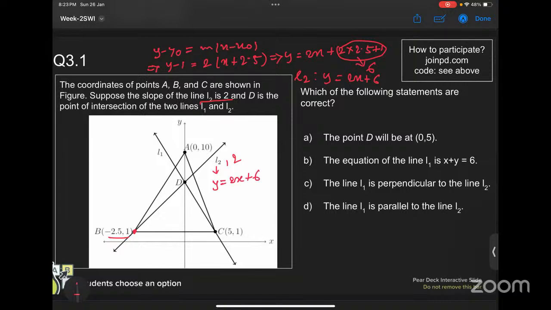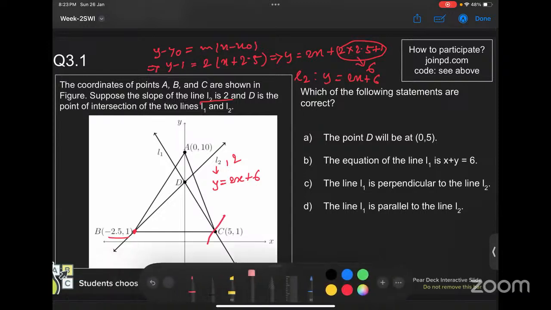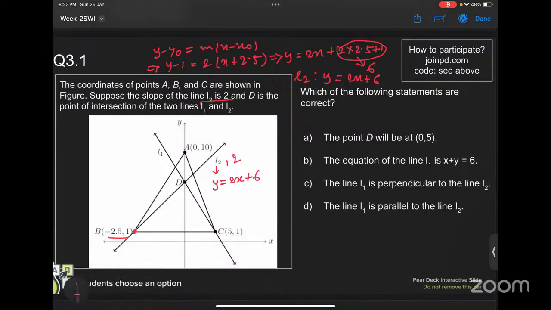Okay. Now the second thing we have, D is the intersection of line L1 and L2. That means D will lie on both the line L1 and L2, right? That means the coordinate of D will satisfy the equation of the line L2. And second thing we have, D is on the y-axis. That means x coordinate will be 0 for D, right? Yes. So D should be (0, y), right?